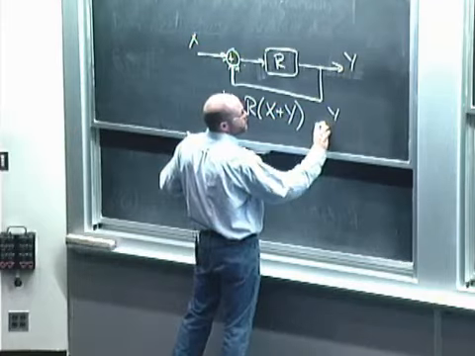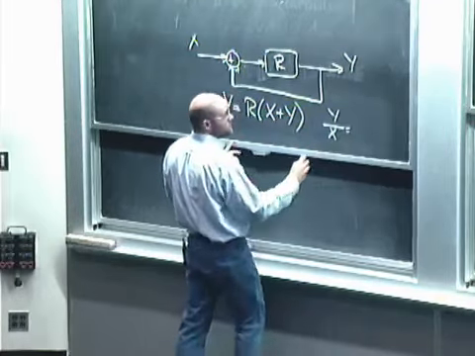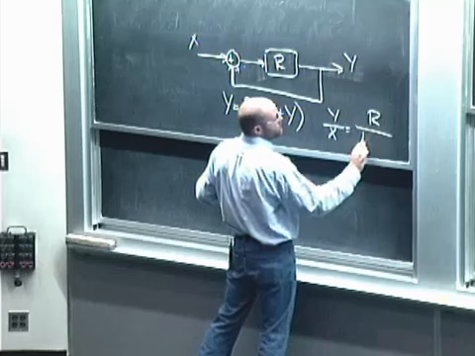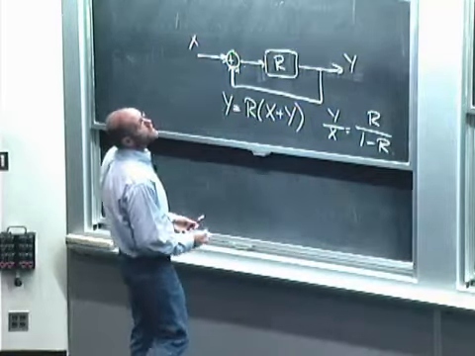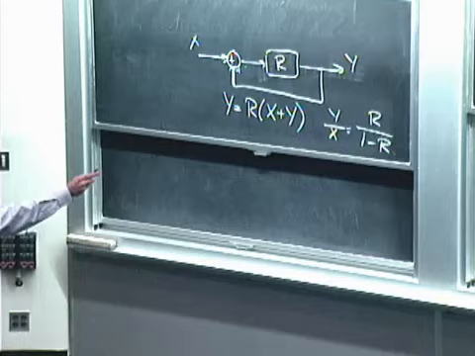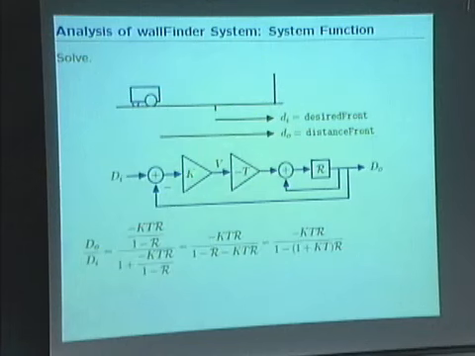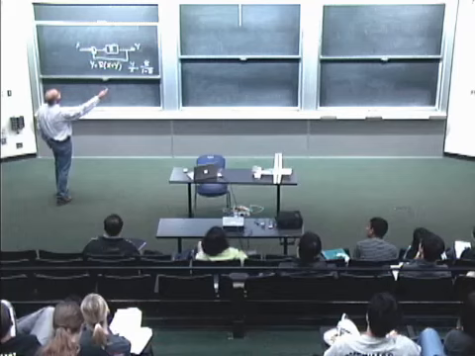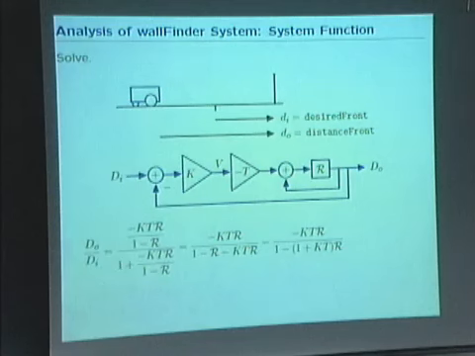Or y over x is r over 1 minus r, right? And then I multiply that by k and a negative t. And then I do the exact same computation again to get this loop around. And this is our input-output system function, right? I'll simplify it a little bit. I get this. Simplify it a little bit more to identify the pole. And you can see that the pole now looks like 1 plus kt, right?